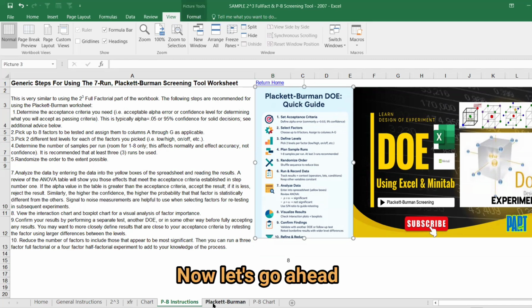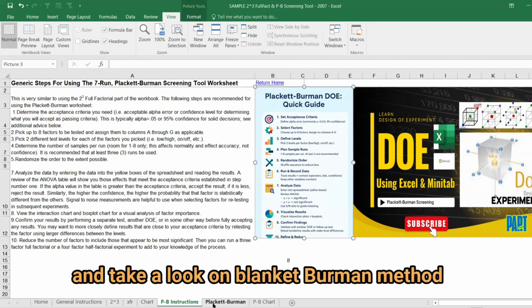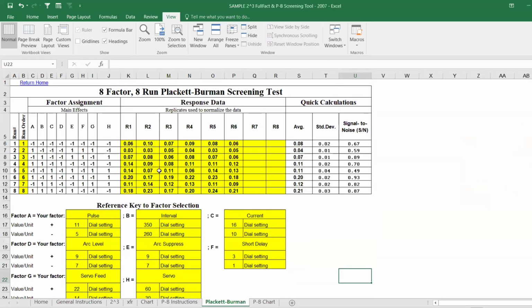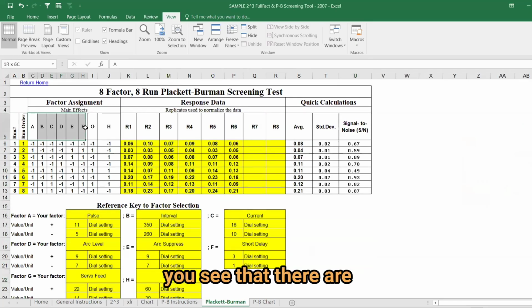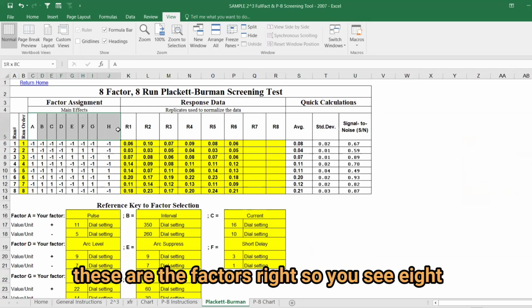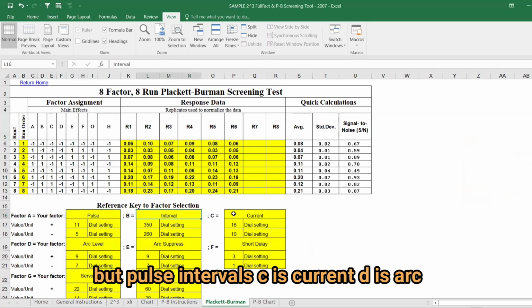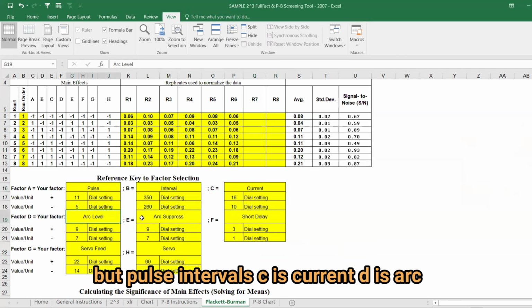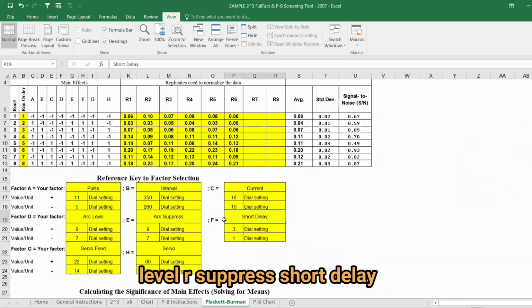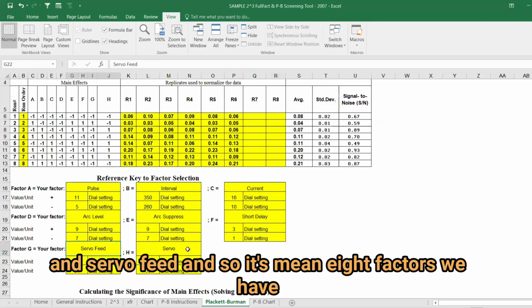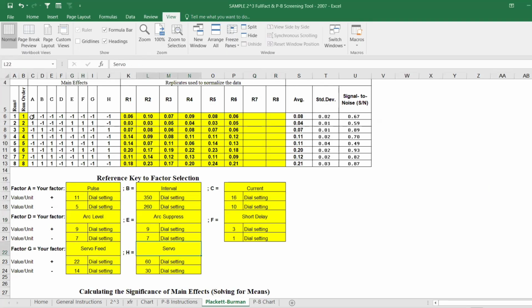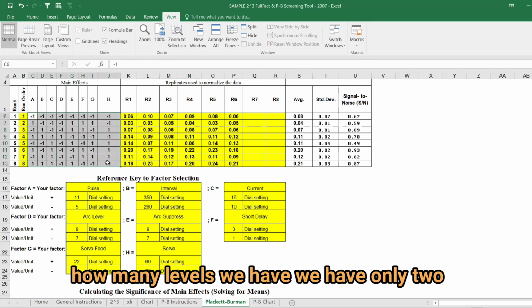So this is how we set the stage. Now let's go ahead and take a look at the Plackett-Burman method. This is the data it has given. You see these are the factors, right? So you see 8 factors are there. For example, A is pulse, intervals, C is current, D is arc level, R suppress, short delay, and servo feed and servo. I mean 8 factors we have. How many levels do we have? We have only 2 levels.